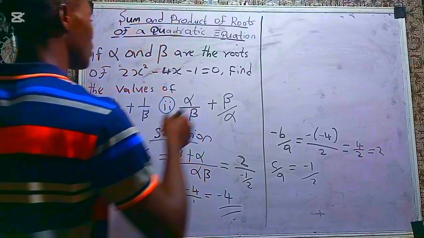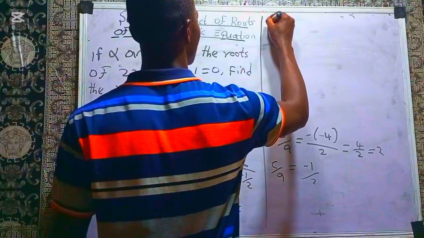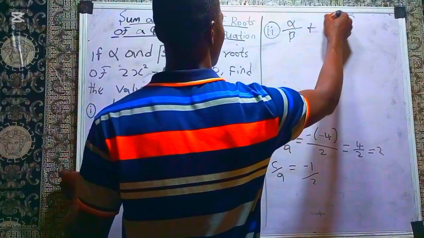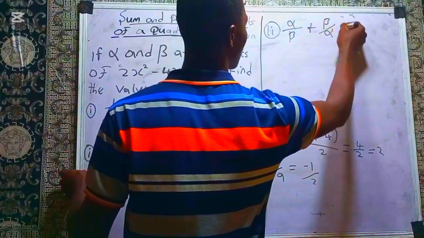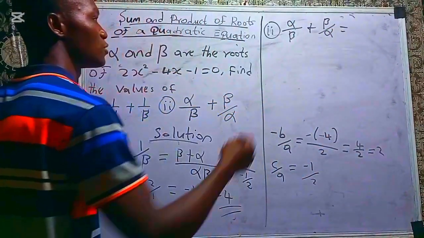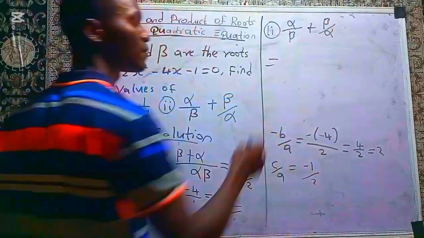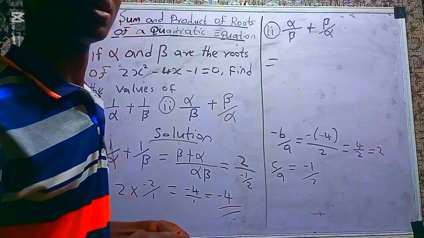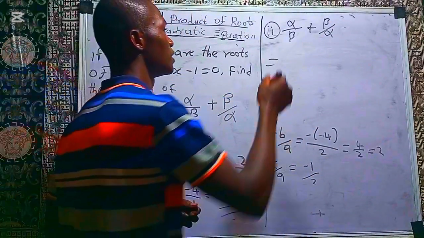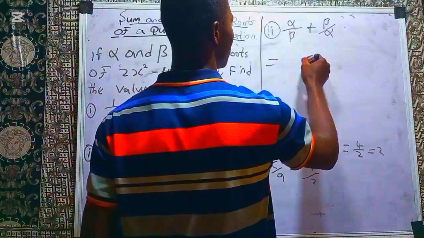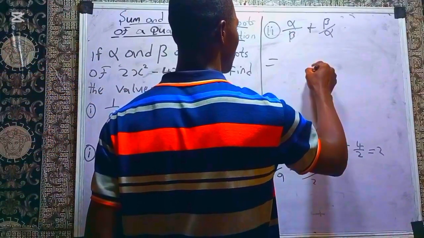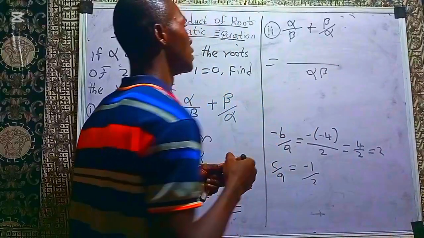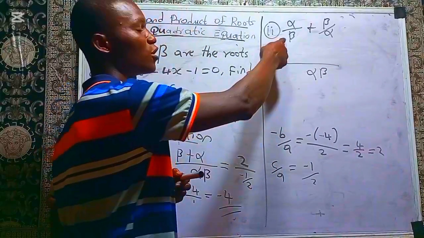So let's solve the second question. Question II is saying alpha divided by beta plus beta divided by alpha. So you remember, what you are going to do is to write this in terms of the sum of roots and product of roots, so in terms of alpha plus beta and alpha times beta. So what will be the LCM? The LCM of this is alpha times beta. Then come to this fraction. What's the denominator here?